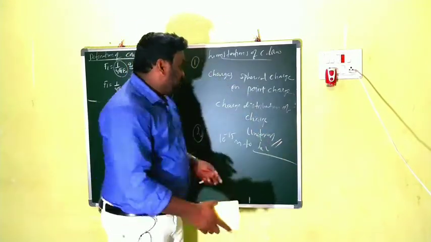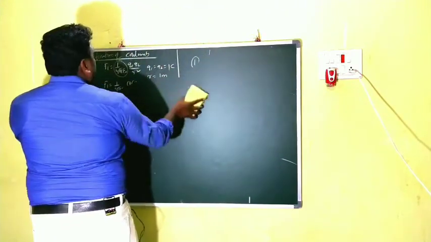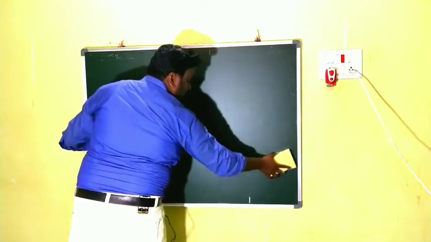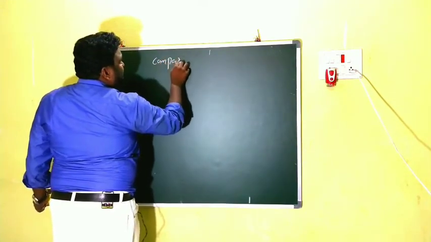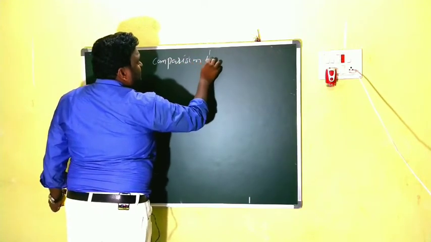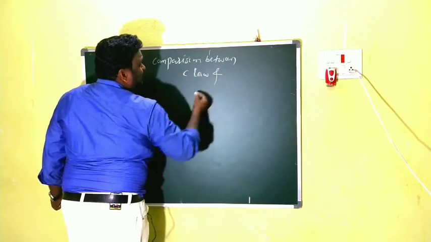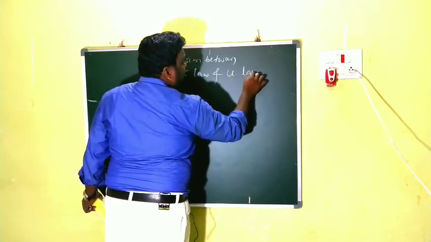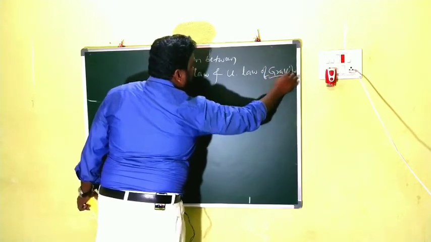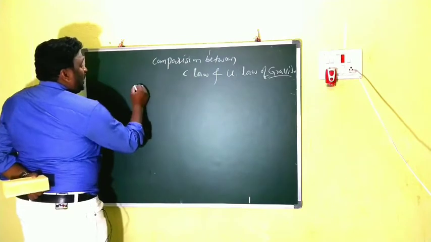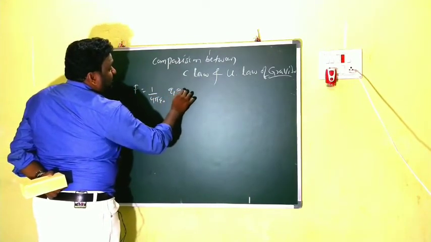And the next thing is the comparison between Coulomb's law and the universal law of gravitation. I think you learned this in your first year. So what is Coulomb's law? F is equal to 1 by 4 pi epsilon naught into Q1 Q2 by R square.